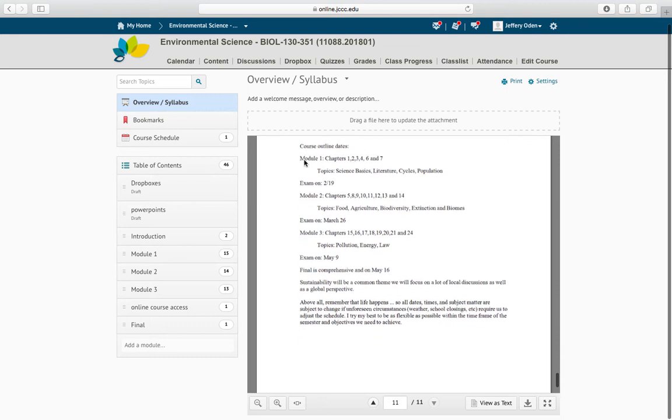We have 3 modules in this course. The first module will cover chapters 1 through 4, and then 6 and 7. We'll talk about the basics of science. We'll talk about science cycles, carbon cycle, nitrogen cycle, phosphorus cycle, water cycle. We'll talk about scientific literature. We will talk about some human population, and population biology. That exam will be on the 19th of February.